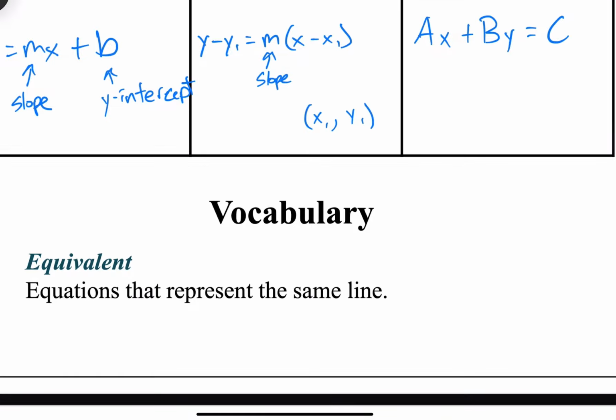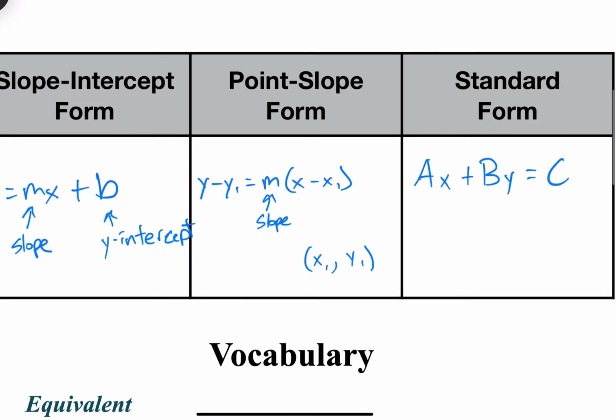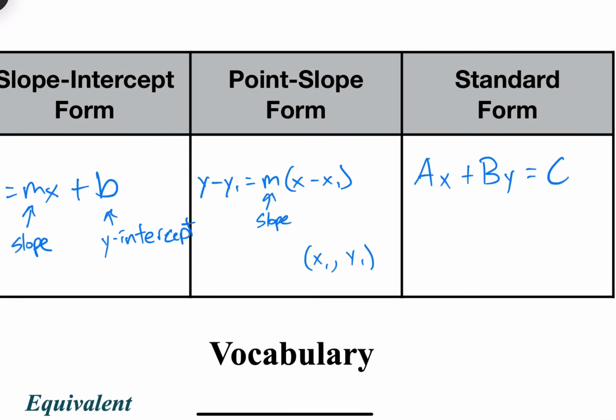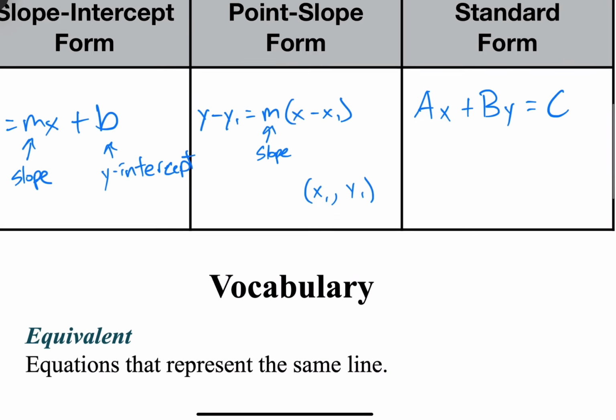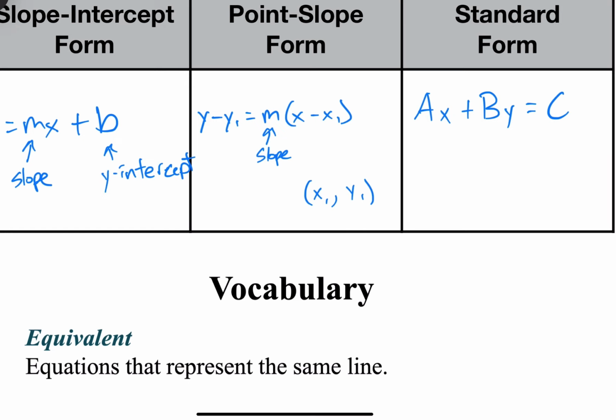The main vocab term that we want to go over today is equivalent, and I know we've talked about this before, but equivalent just means equations that represent the same thing, or in this case, the same line, because we're talking about linear equations. All of these can be graphed as a line on a coordinate plane. And that's helpful when we're talking about converting from different formats. Really, we want to make sure that if I convert from point slope form or standard form into slope intercept form, the conversion is still giving me something that is equivalent to the original equation. I don't want to be changing the value of the equation because that would change our line.